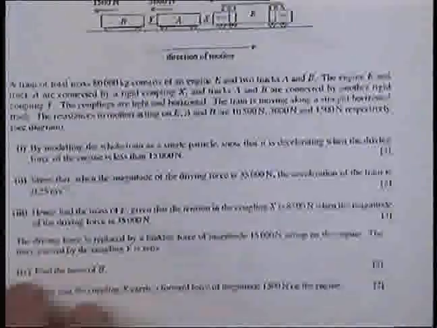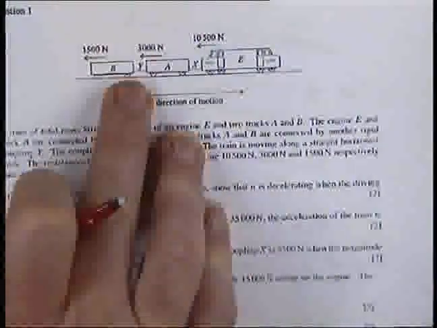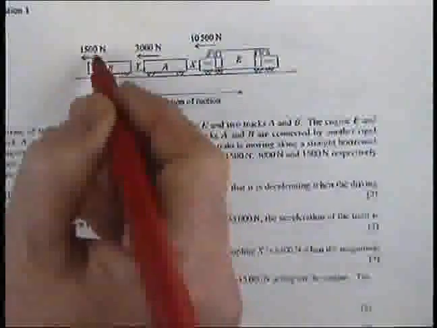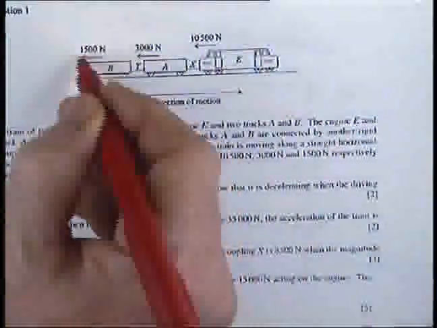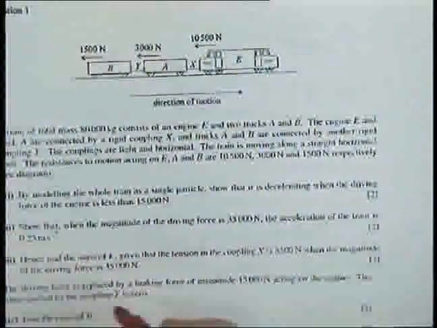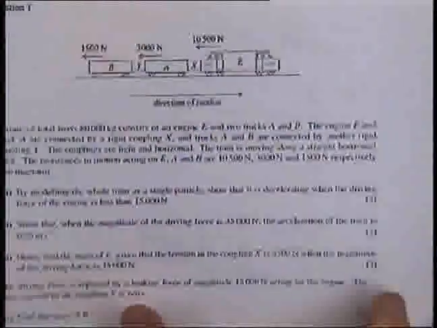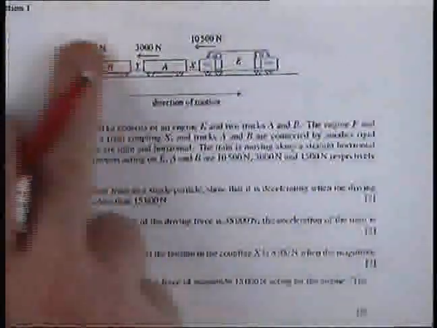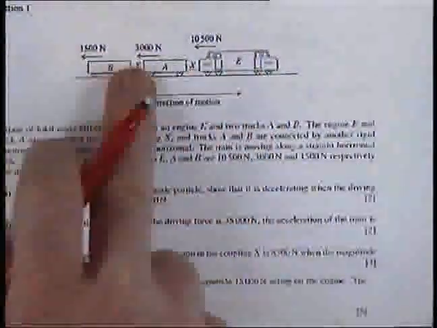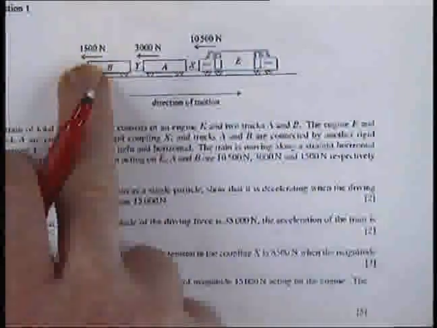Show that the coupling... find the mass of B. Now you might think, well, there's no force there, how's it slowing down, how's it decelerating? Well, don't forget that there's a natural resistance to motion here of 1,500 newtons. So what this is saying is that when this braking force is applied, it matches the deceleration that would have been caused just by this force here.